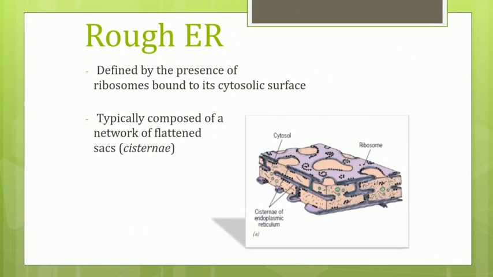Now let us understand the structure of the rough endoplasmic reticulum in detail. As we have discussed, rough ER means the endoplasmic reticulum which has the presence of ribosomes, and this rough ER is made up of cisternae. We have seen that cisternae are nothing but long flattened sac-like structures. So these cisternae elements make up mostly the rough endoplasmic reticulum.